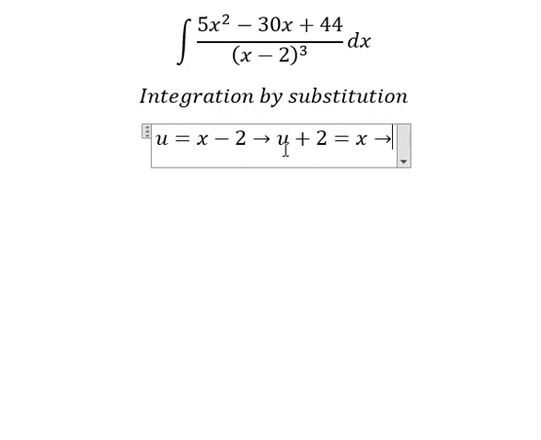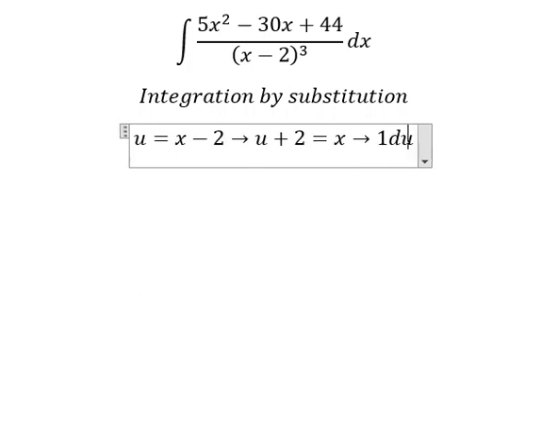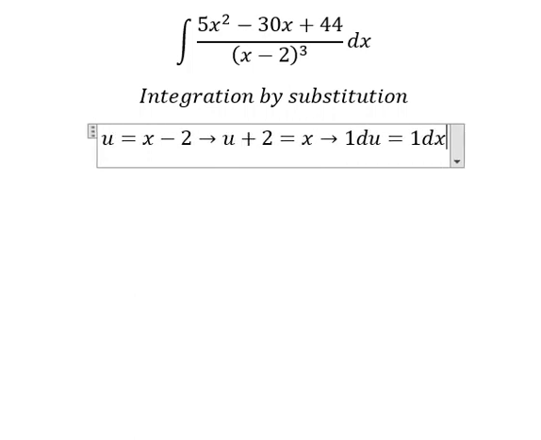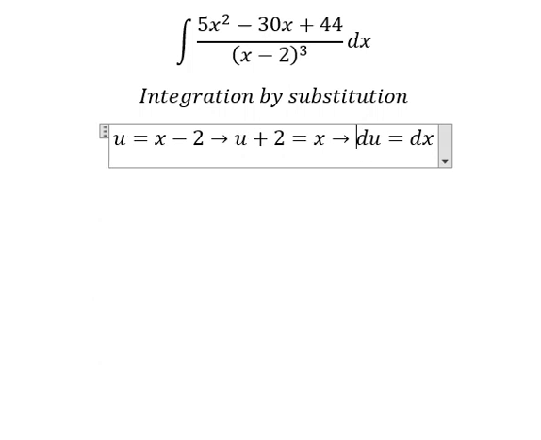Next, we need to first take the derivative of both sides. This one we have 1. This one is the constant, so you get 0. This one we have 1. So we can simplify like this.